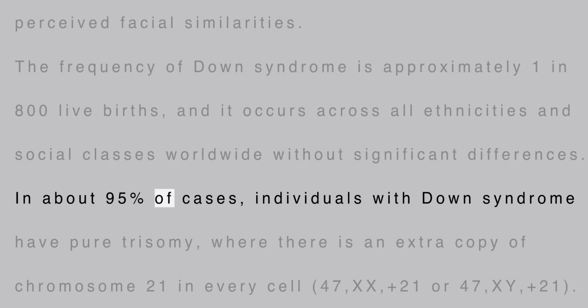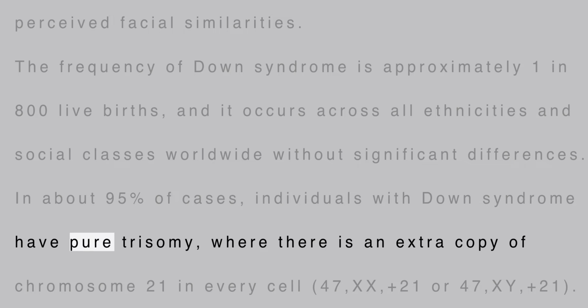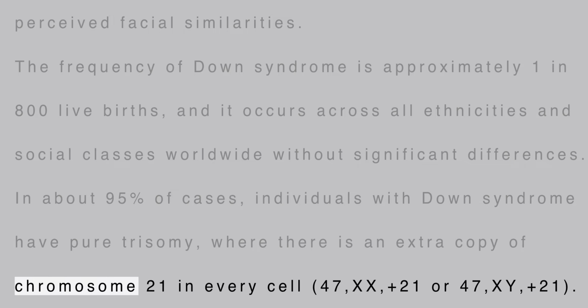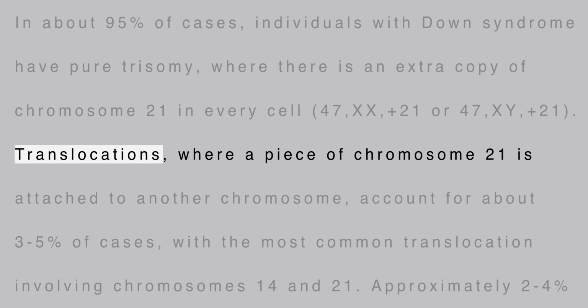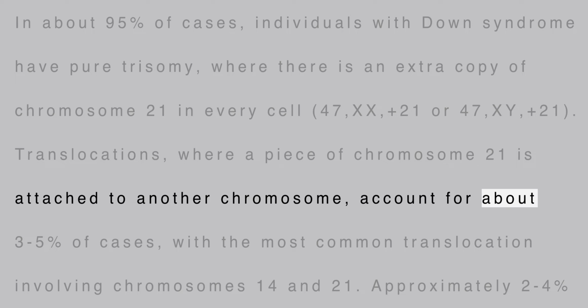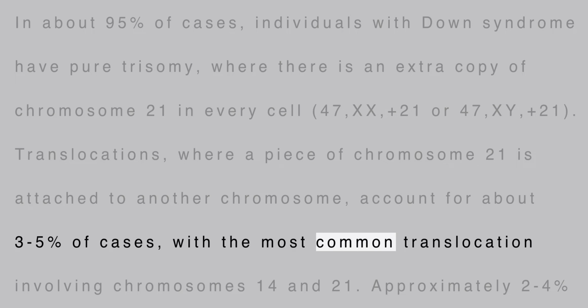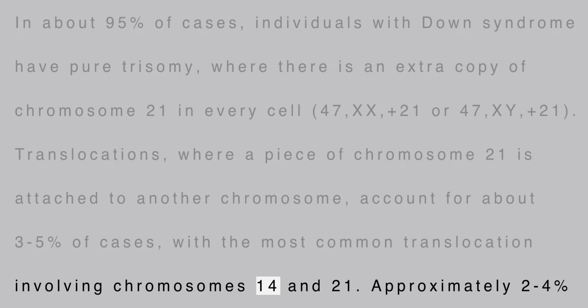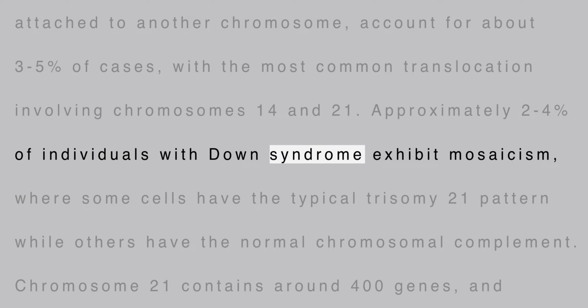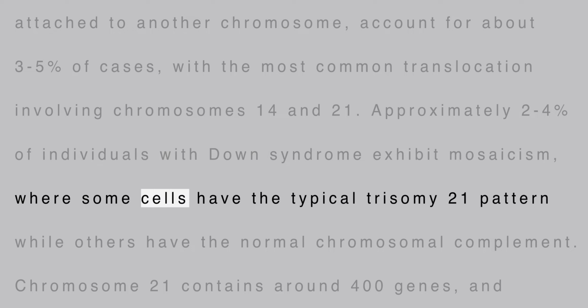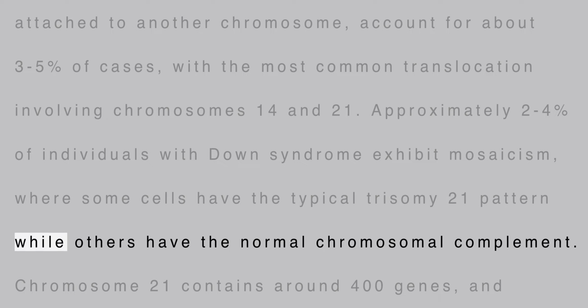In about 95% of cases, individuals with Down syndrome have pure trisomy, where there is an extra copy of chromosome 21 in every cell, 47,XX,+21 or 47,XY,+21. Translocations, where a piece of chromosome 21 is attached to another chromosome, account for about 3 to 5% of cases, with the most common translocation involving chromosomes 14 and 21. Approximately 2 to 4% of individuals with Down syndrome exhibit mosaicism, where some cells have the typical trisomy 21 pattern while others have the normal chromosomal complement.